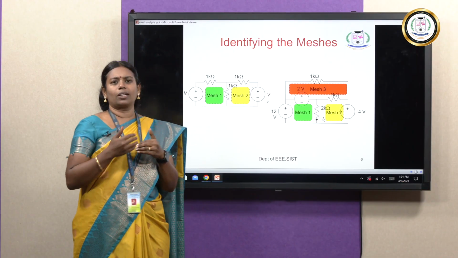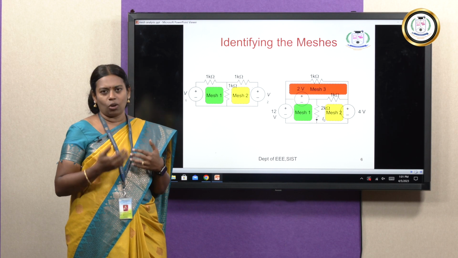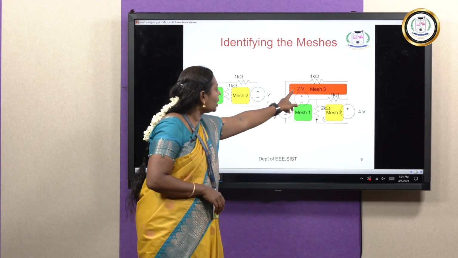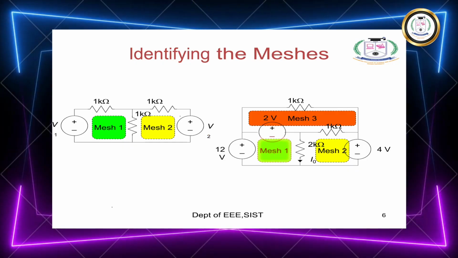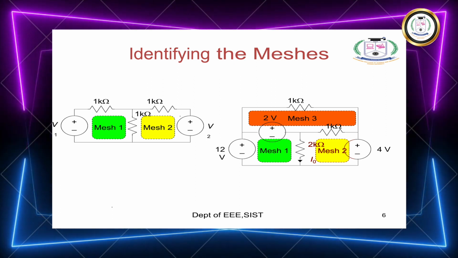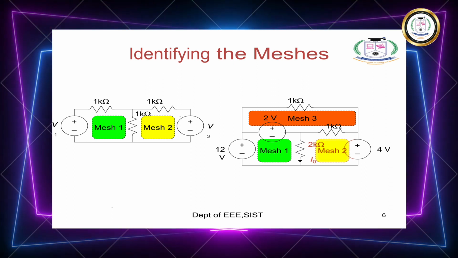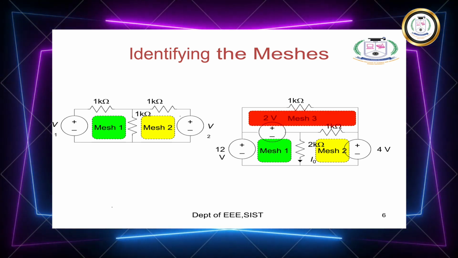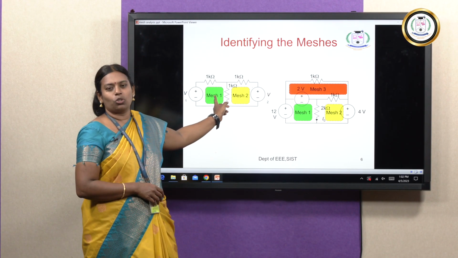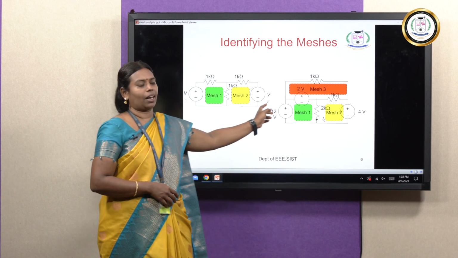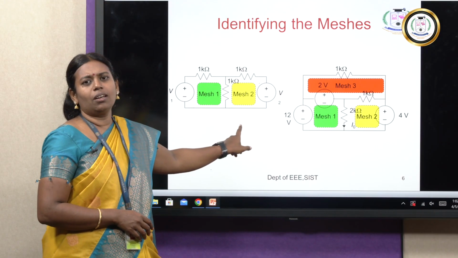How can we identify the meshes? Based on the loops, we identify the meshes. In this circuit we have three loops. This is the first loop, which we consider as mesh 1; this is the second loop, which we consider as mesh 2; and this is the third loop, which we consider as mesh 3. So in the first circuit we have two meshes and in this one we have three meshes. Like this we identify the meshes.